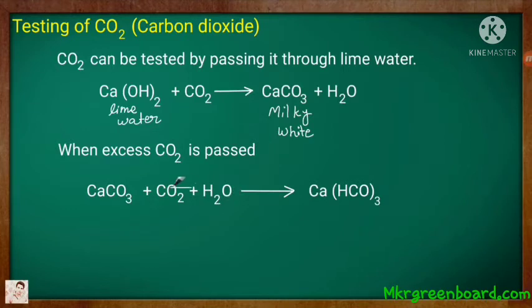When excess carbon dioxide is passed, CaCO3 reacts with carbon dioxide and water and forms Ca(HCO3)2. Ca(HCO3)2 is colorless. So the milky white color is converted into colorless.